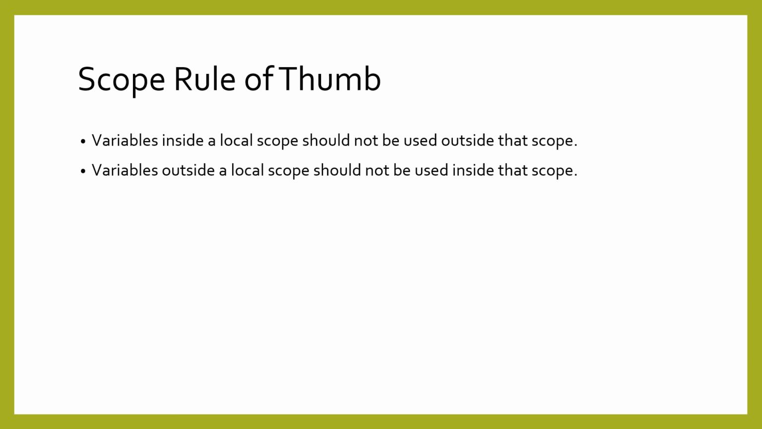Here is a simple pair of rules for working with scope. First, variables inside a local scope should not be used outside that scope. Second, variables outside a local scope should not be used inside that scope. Keeping these two rules in mind will avoid many headaches. At any time, you should be able to look at any program and determine if variables are inside or outside of a function's scope, and whether that is appropriate for that variable.